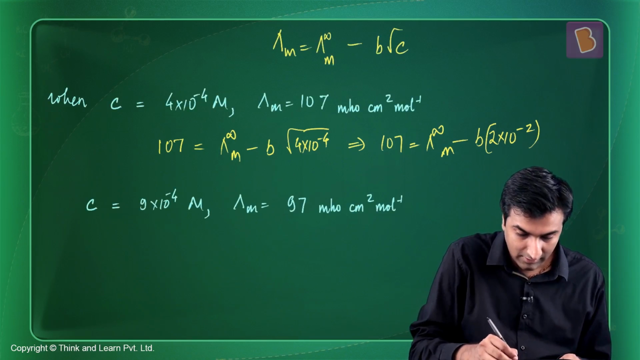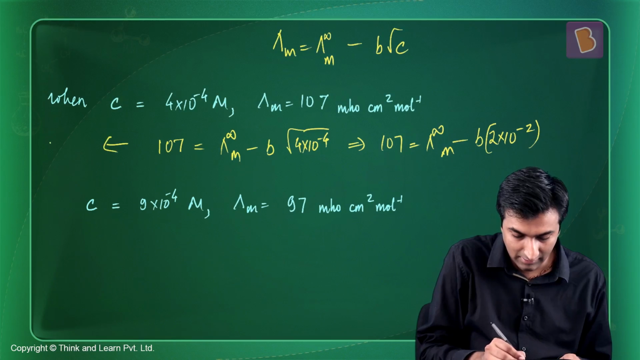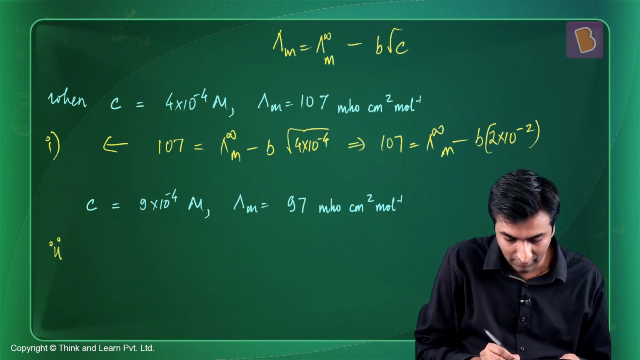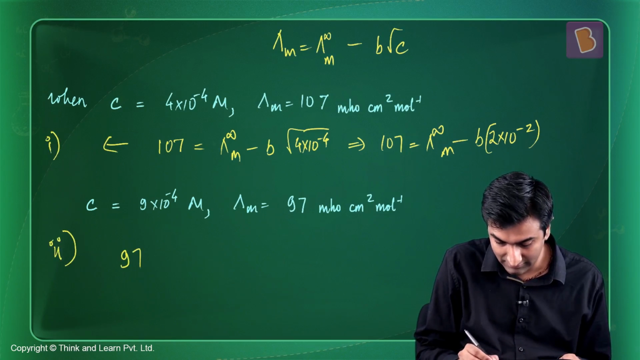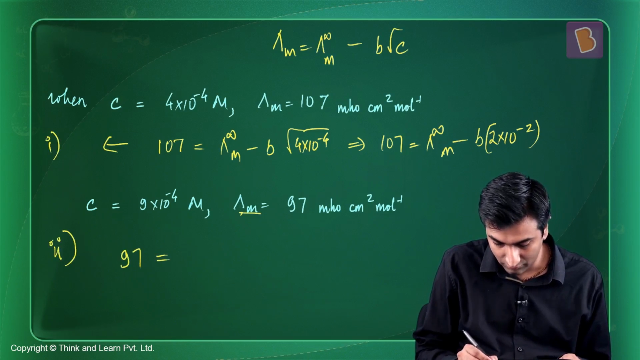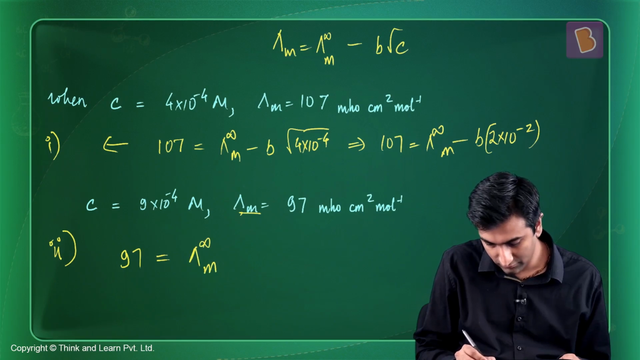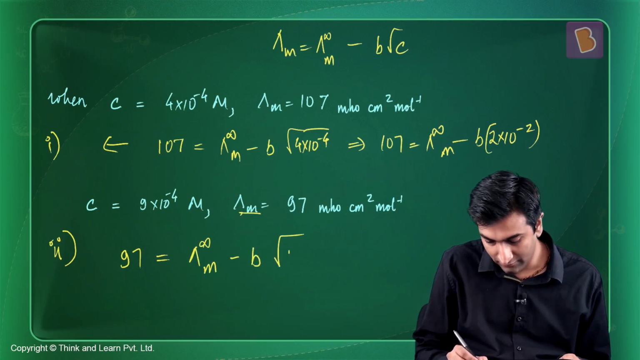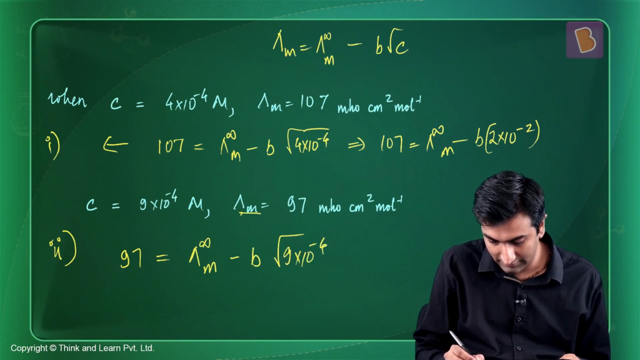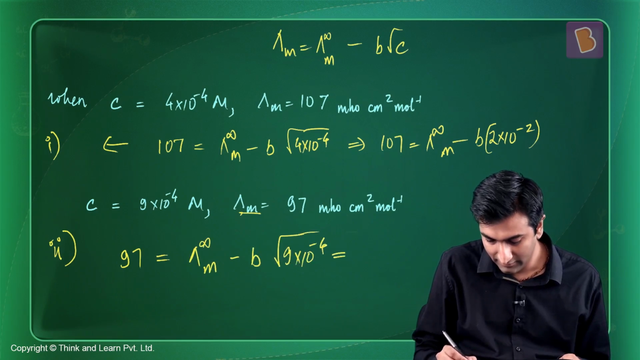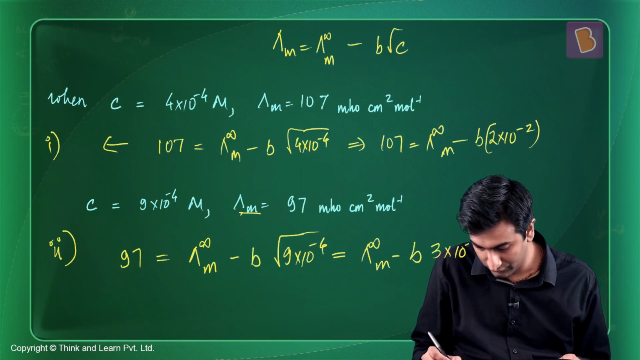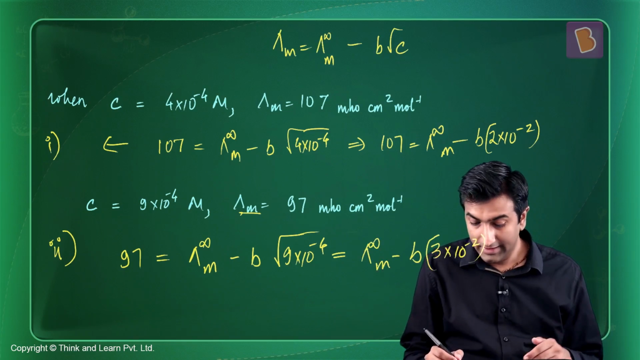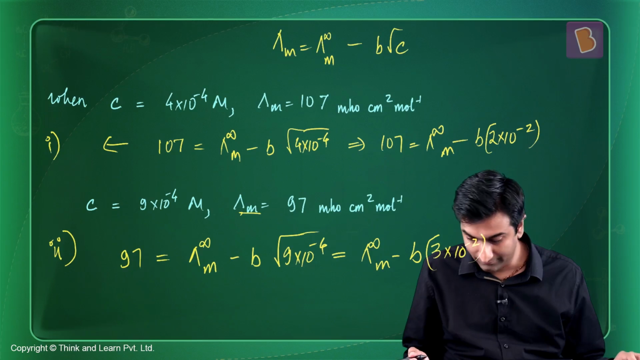So what I have here is doing the exact same thing again. I'm going to form a second equation, and on the left hand side I have 97, this lambda m value, that's going to be equal to, again, constants I don't know, which I'm going to just put here, and root of 9 into 10 power minus 4. Luckily, you can work with these pretty easily. This gives me lambda infinity m minus b times 3 into 10 power minus 2. So I have two equations, two variables. I just subtract them both and I can get the b value, right?